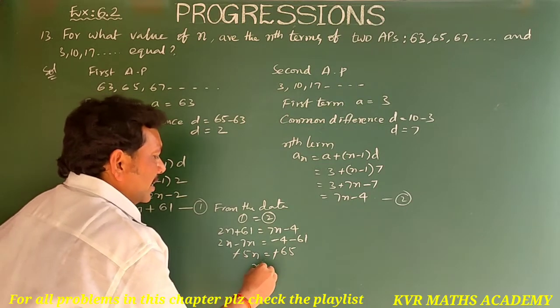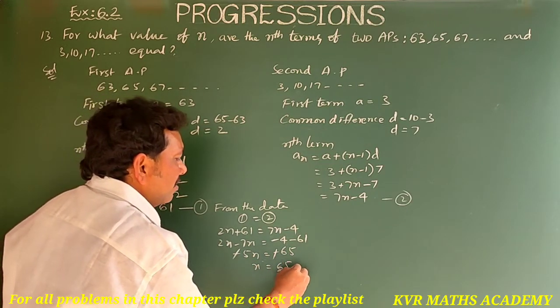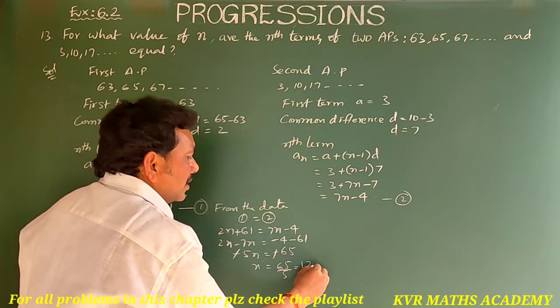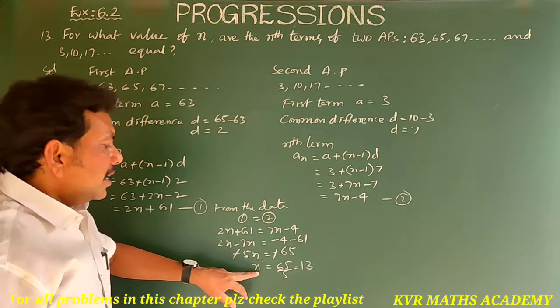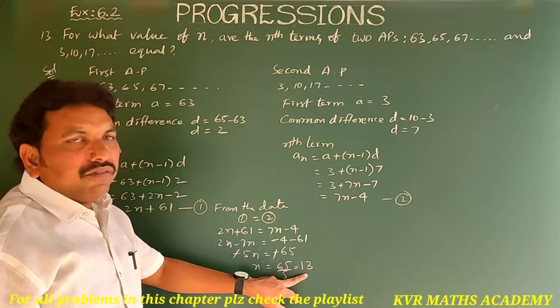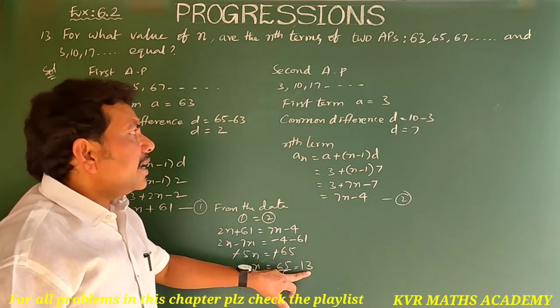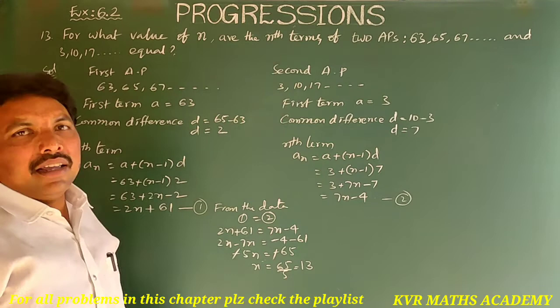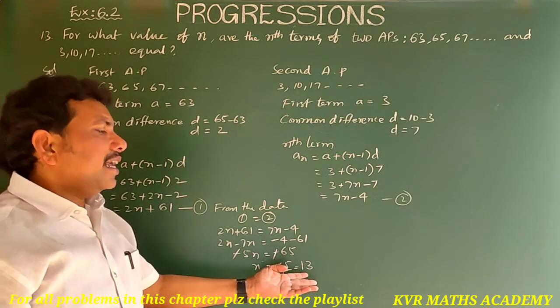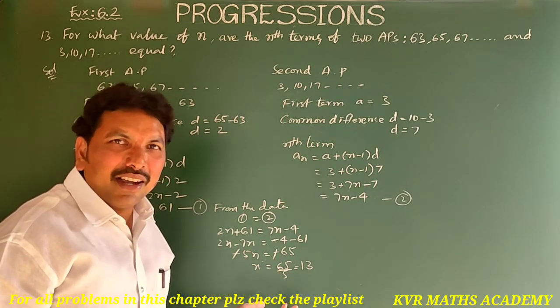Minus gets cancelled. n is equal to 65 by 5. That is equal to how much? 13. 5 13s are 65 only. Yes, so that is the value of n. So for the 13th term, these two APs are equal. Or the 13th terms of two APs are equal.